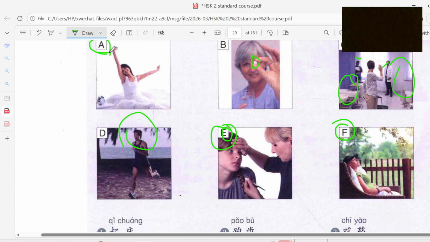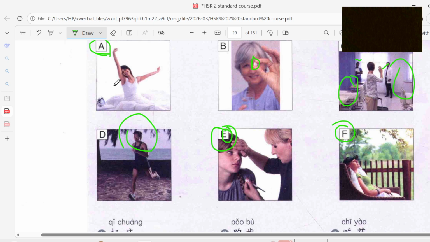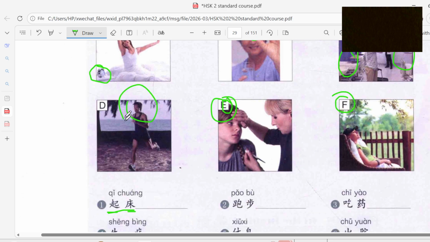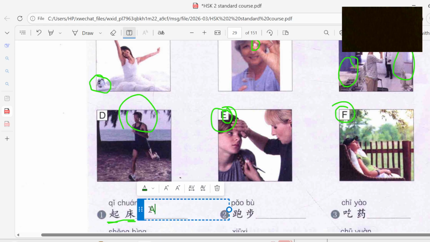Letter A. Because qi, you see, this qi means to get up. Qi, to stand up or to get up from whatever you're doing. Chuang is a bed. Qi chuang, so to get up from the bed. Literally, wake up. You see the alarm just rang and she's waking up. So you put A here. Qi chuang. A here.